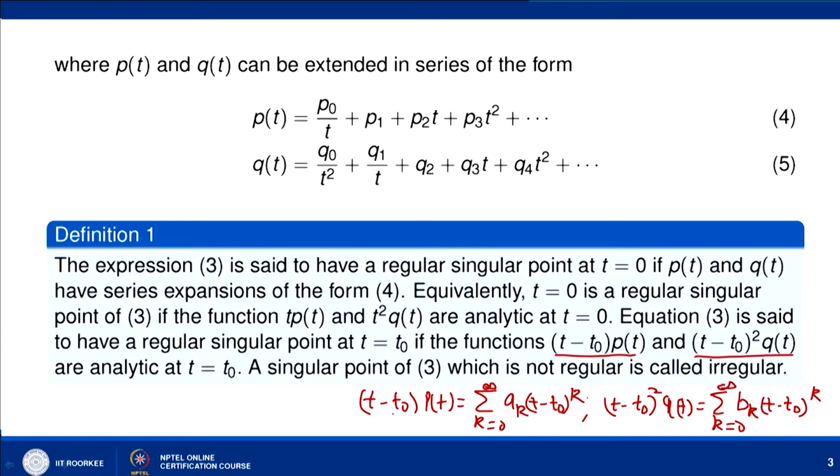So, it means that t equal to t naught is said to be a regular singular point if it is a singular point, and (t minus t naught) p(t) and (t minus t naught) squared q(t) must have this power series expansion in terms of t minus t naught, and we want to find the solution in which case we have this kind of expression.